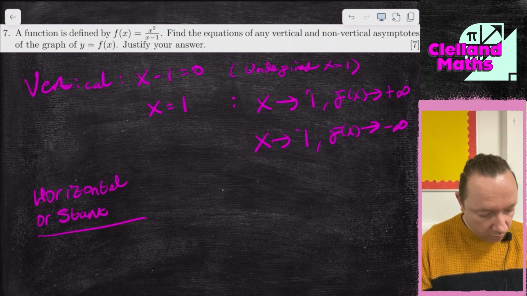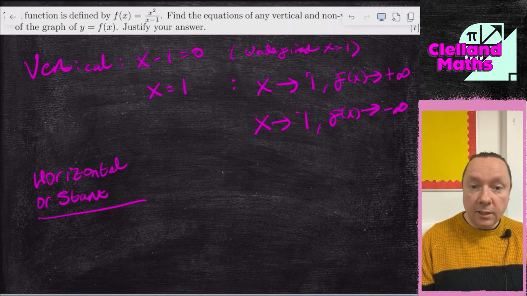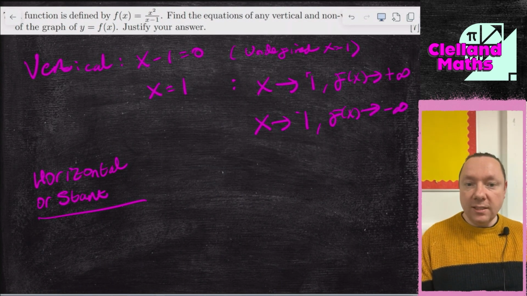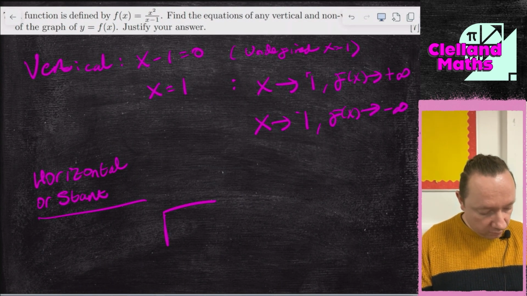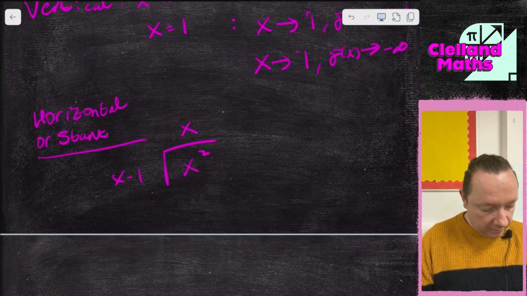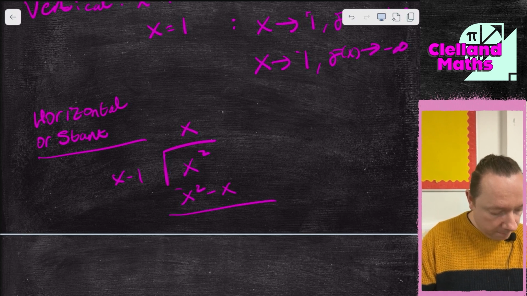So this time I need to take my equation and divide. So I've got x squared divided by x minus 1. x goes into x squared x times. That gives you x times x is x squared minus x. Take them away. That gives you x.